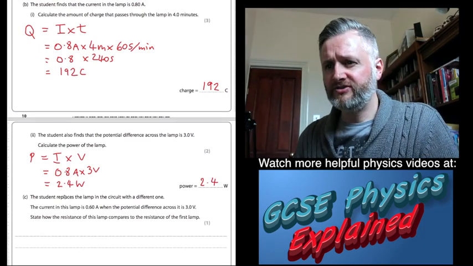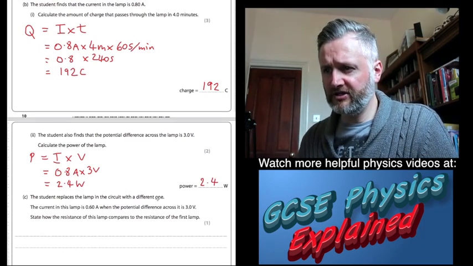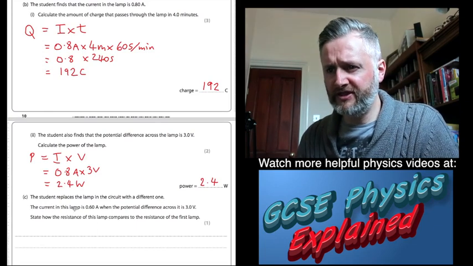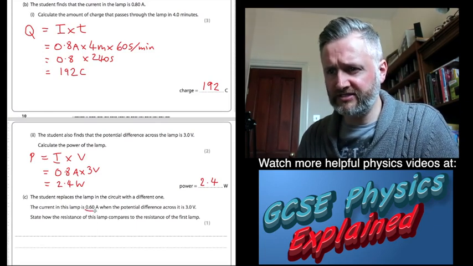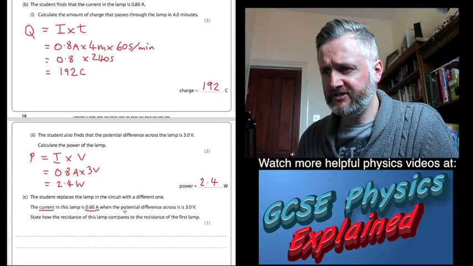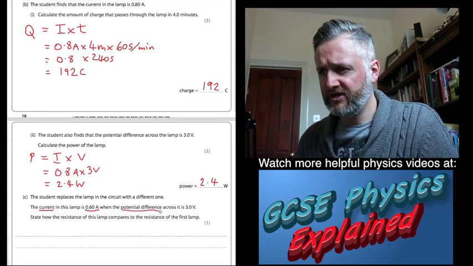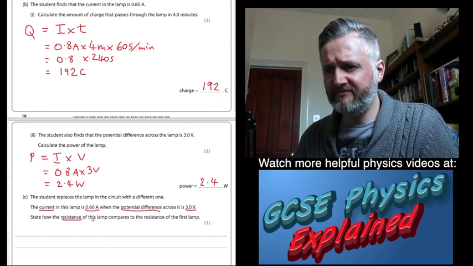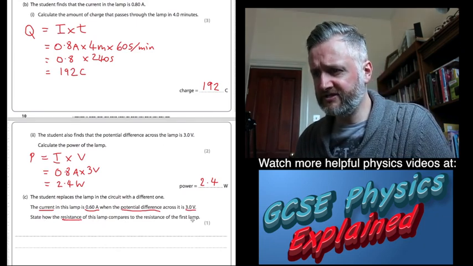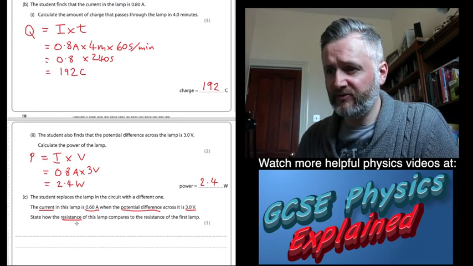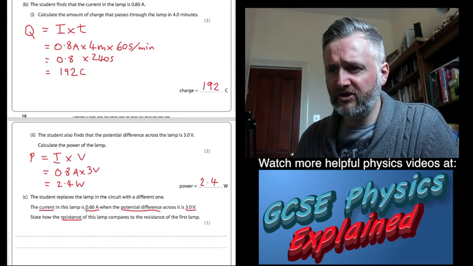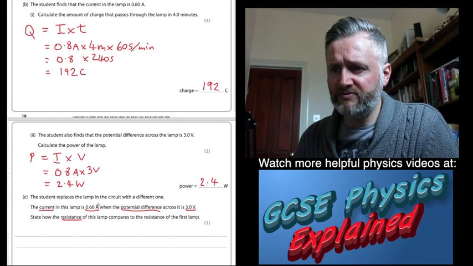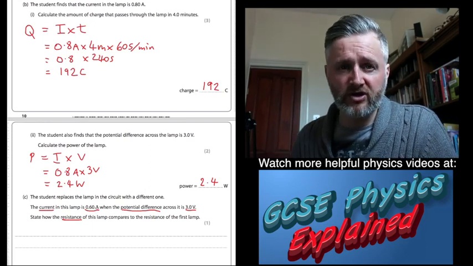Part C. The student replaces the lamp in the circuit with a different one. The current in this lamp is 0.6 amps when the potential difference, that's just the voltage, is 3 volts. State how the resistance of this lamp compares to the resistance of the first lamp. Right, well, simple as this. The current's got less, so that must mean that the resistance has got more.